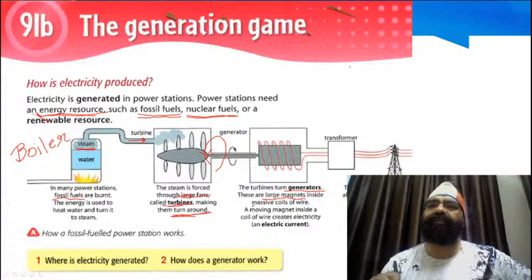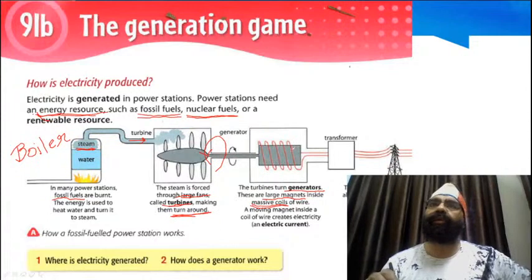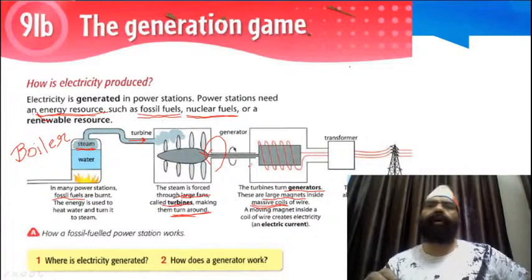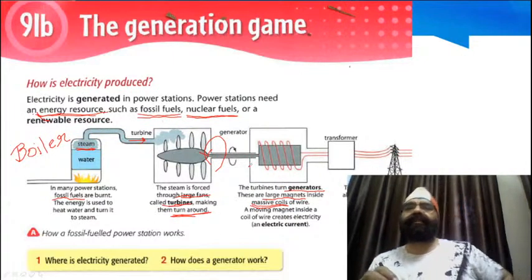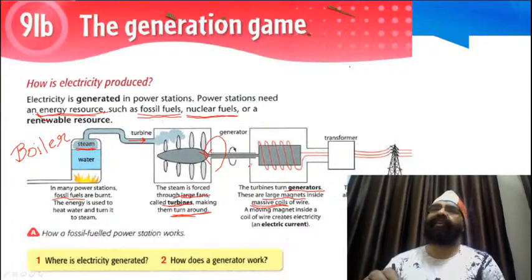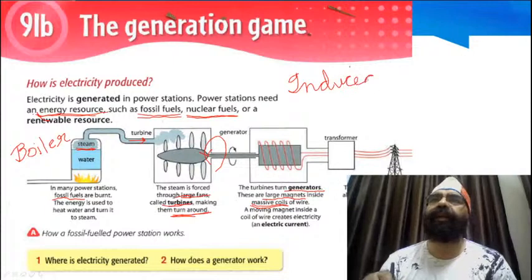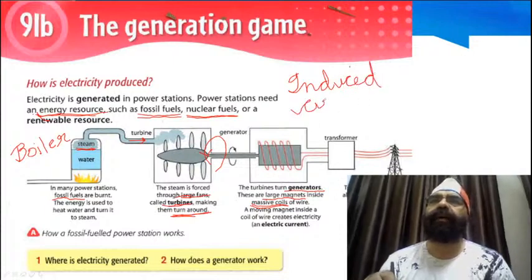You can see that this massive copper coil is made to rotate around a huge magnet, or it could be the other way around also. In some generators we make the magnets go around, in some we make the coil go around. Either way, the magnetic flux, that is the magnetic field linked with the coil, should change, and if it changes, we get something which is known as induced current. And this is how electricity is generated.